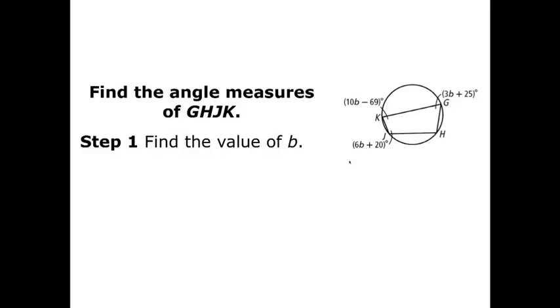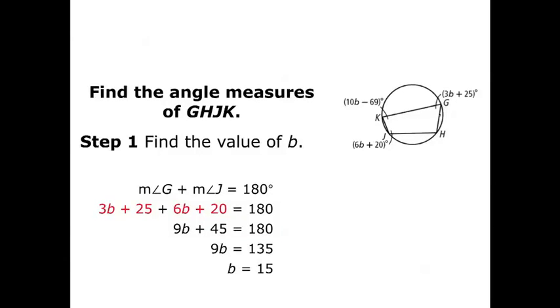Alright, so using that very idea, we're going to solve for the different angles here in GHJK. Well, what I'm going to do is look at two opposite angles that I have information for. That would be G and J. And I'm going to know that those two angles have to be supplementary because what I have here is a cyclic quadrilateral. So I will set their sum equal to 180.